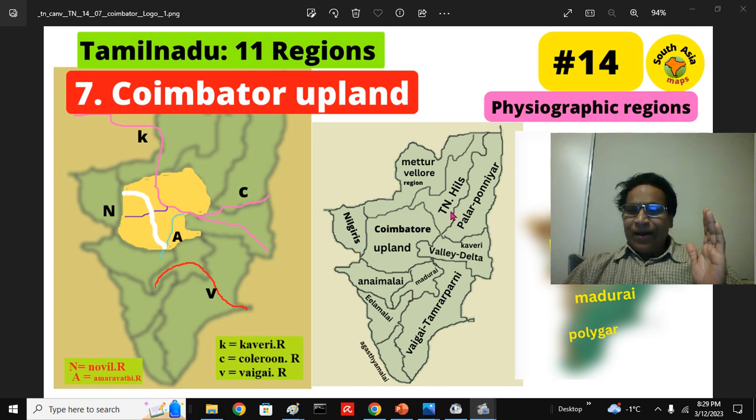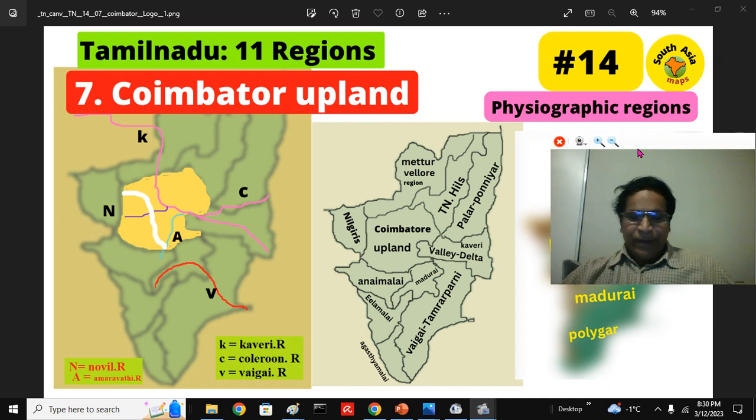There are 11 geographic regions or physiographic regions in Tamil Nadu. This is part 7 of that geographic physiographic region. That is Tamil Nadu series 14, geographic physiographic region 7, Coimbatore Upland. You can see this yellow blob here is the Coimbatore Upland. These are the 11 geographic regions. We are going to look at this.